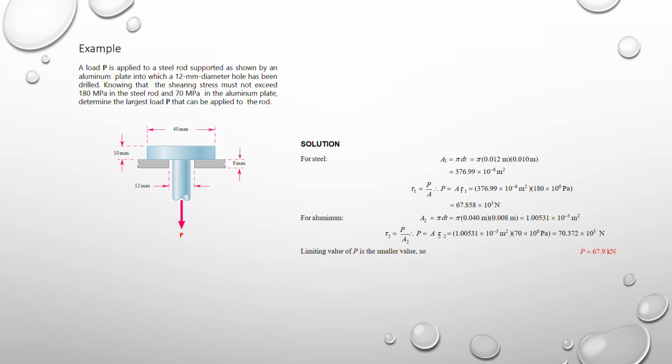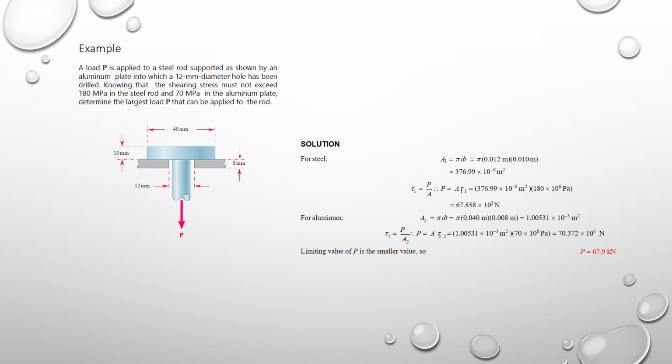Then the next one you calculate is based on the steel rod. For the steel rod, you have pi d t as well. So that is the area A2, 1.00531 times 10 to the power -3. That is the surface area of the rod, based on 8 mm. So you have shear stress, which is also force over area. Now you have to find out the force, so you have the stress multiplied by the area. So you got the force based on the steel rod as 70.372 times 10 to the power -3.